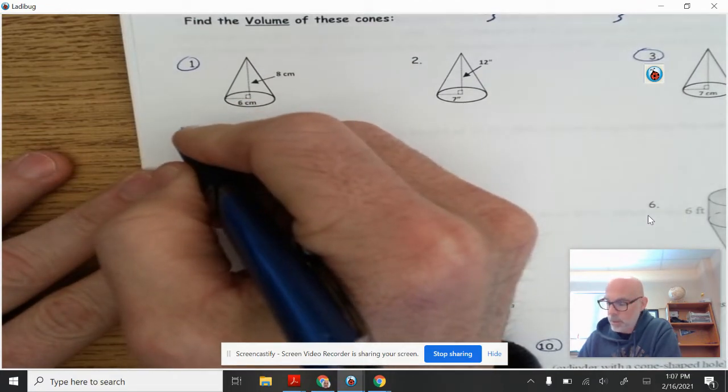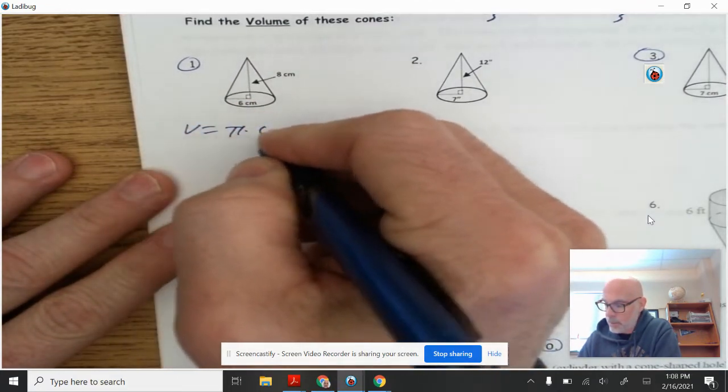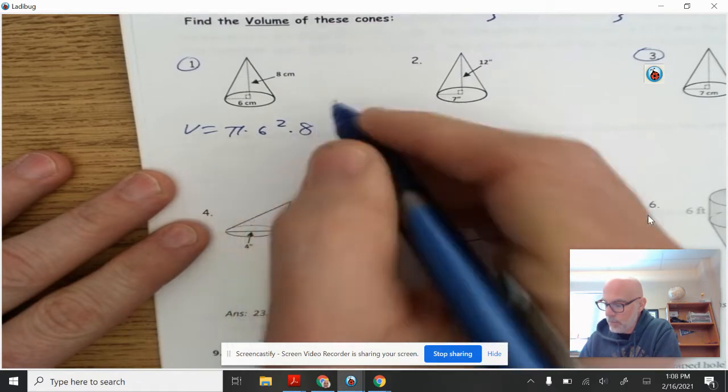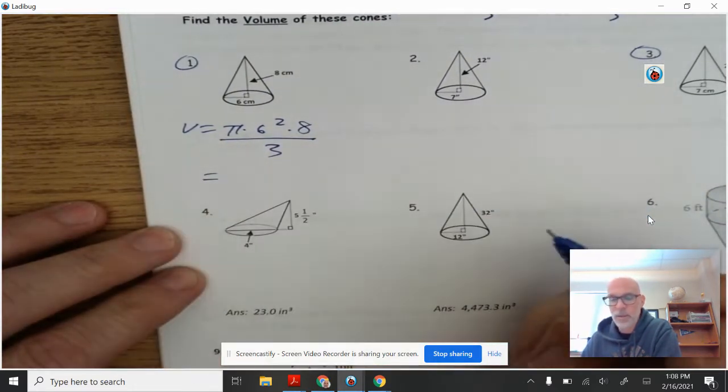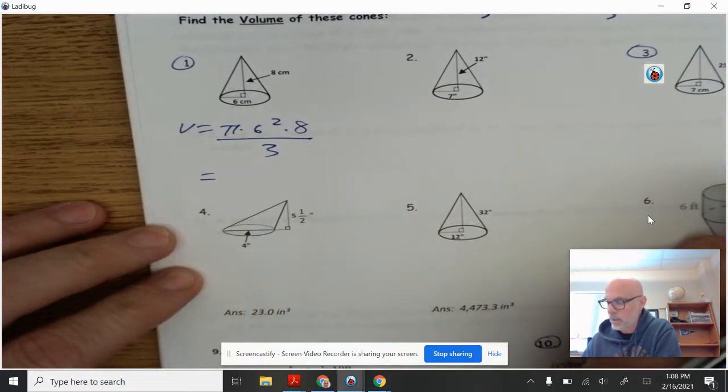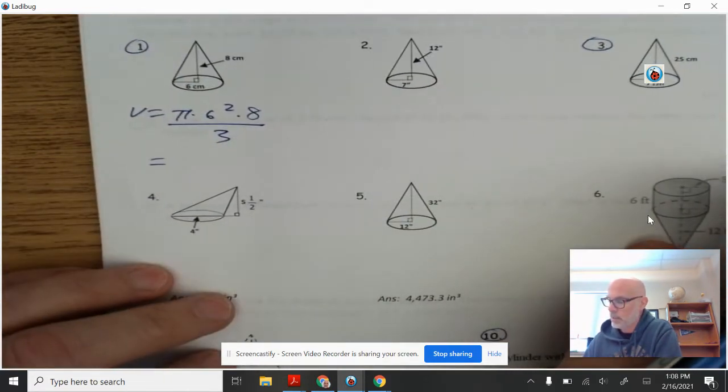So here we go. Volume: pi times 6 squared times the height of 8 divided by 3. That's really it. You're done. Type that in your calculator and you'll get an answer. I thought that was pretty straightforward. I didn't put the answers on there.